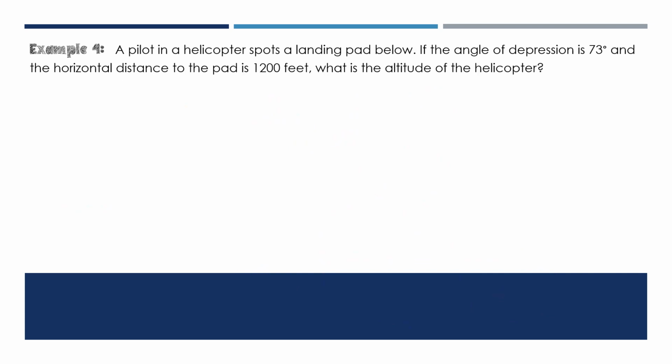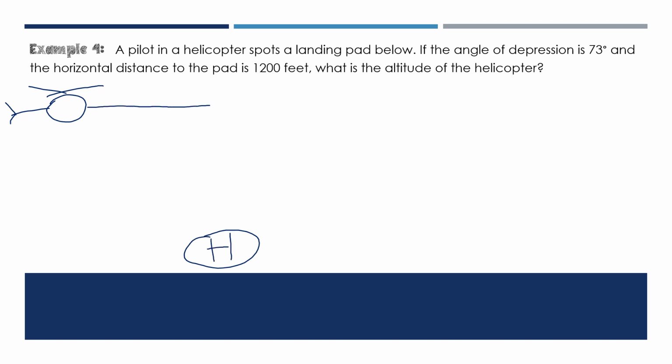All right, last example: a pilot in a helicopter spots a landing pad below. If the angle of depression is 73 degrees and the horizontal distance to the pad is 1,200 feet, what is the altitude, also known as the height, of the helicopter? So we've got our helicopter. This is going to be an awful helicopter, but you guys kind of get the idea of what it looks like. There's a landing pad somewhere down here, so it's got the big H on it.